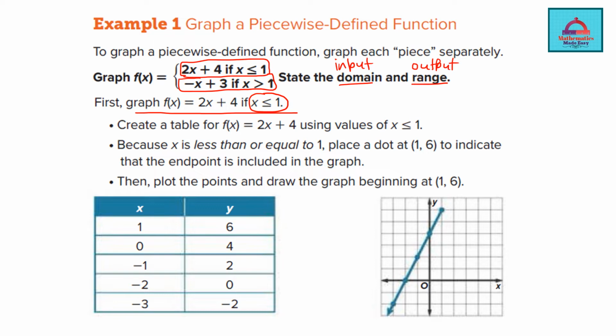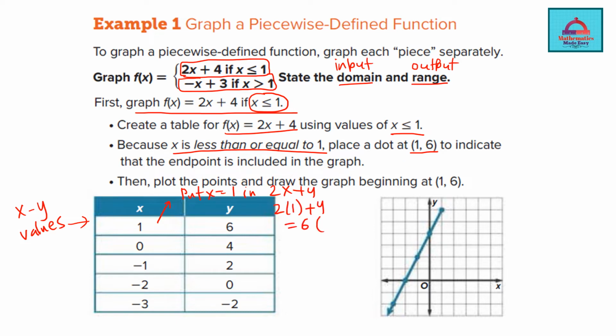So let's start from the table of x and y values. You are going to draw the graph by making this table of x and y values. The values which I'm choosing, I'll start with 0, and x equal to 1 is included. Now let's create the table using these values, and because x is less than or equal to 1, we place a closed dot at 1 comma 6. Now you put x equal to 1 in 2x plus 4. So what do you get? 2 times 1 plus 4, so this is 6. That's why the first point is 1 comma 6. So you put at x equal to 1, y equal to 6, this point a closed dot.